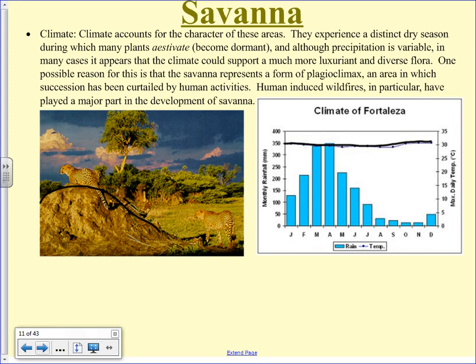All right, lots of plants have to estivate. Estivate means they go dormant. They go dormant just like our plants do, except they do it for a different reason. Our plants go dormant because it's going to get cold. Their plants go dormant because it's going to get hot and dry.